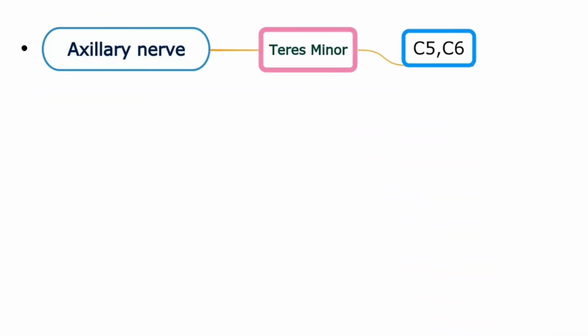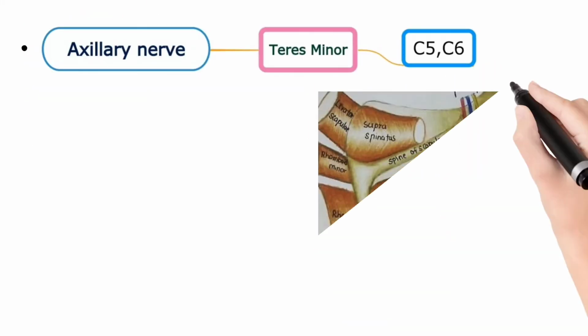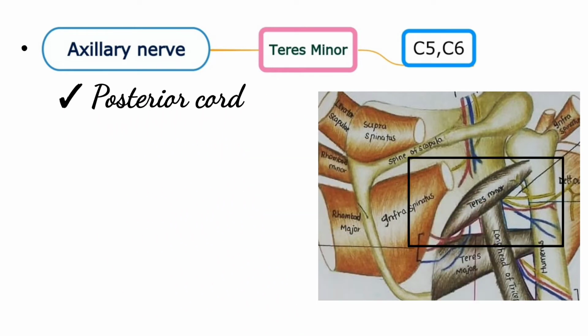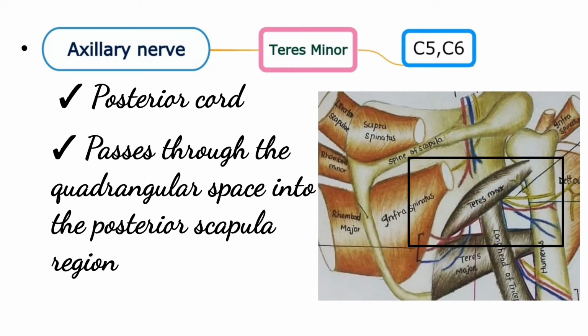Axillary nerve. The axillary nerve innervates the teres minor muscle. It originates from the posterior cord of the brachial plexus and it passes through the quadrangular space into the posterior scapular region.